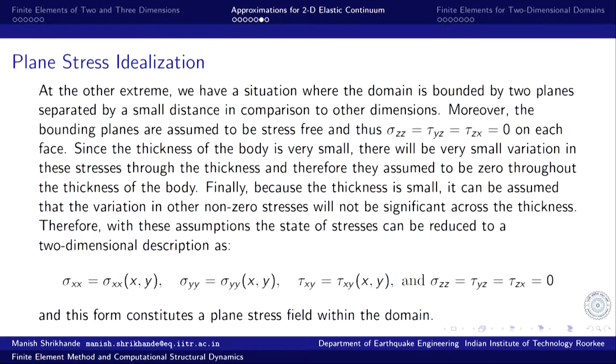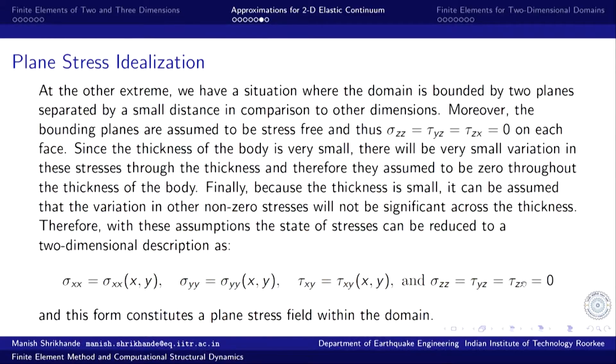So, the state of stress becomes sigma xx as a function of x and y, sigma yy, direct stress, normal stress along the y direction, is a function of x and y in the xy plane, and then shear stress in the xy plane is also varying from point to point in the xy plane, and normal to the plane all these stress components are 0. And with this we can again find what is the suitable constitutive matrix, D matrix, to relate stresses to strain. That is a very important thing.